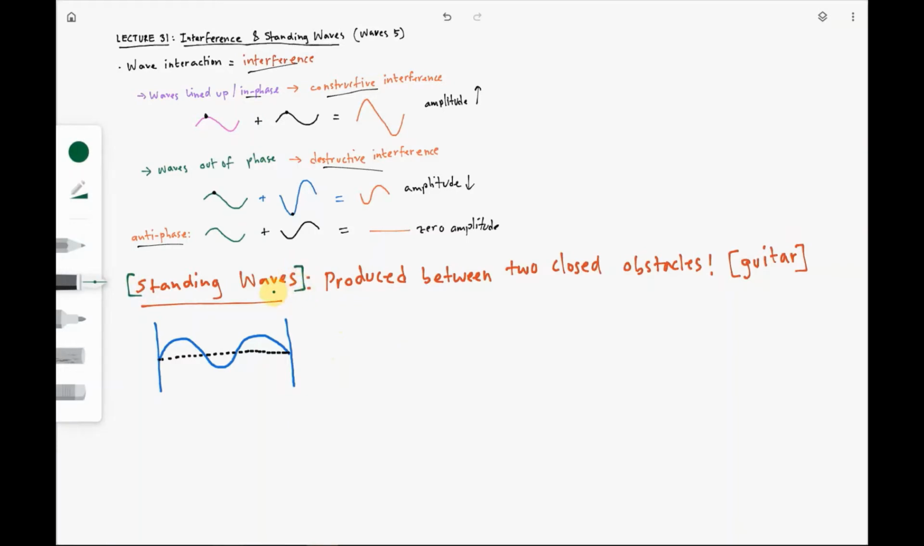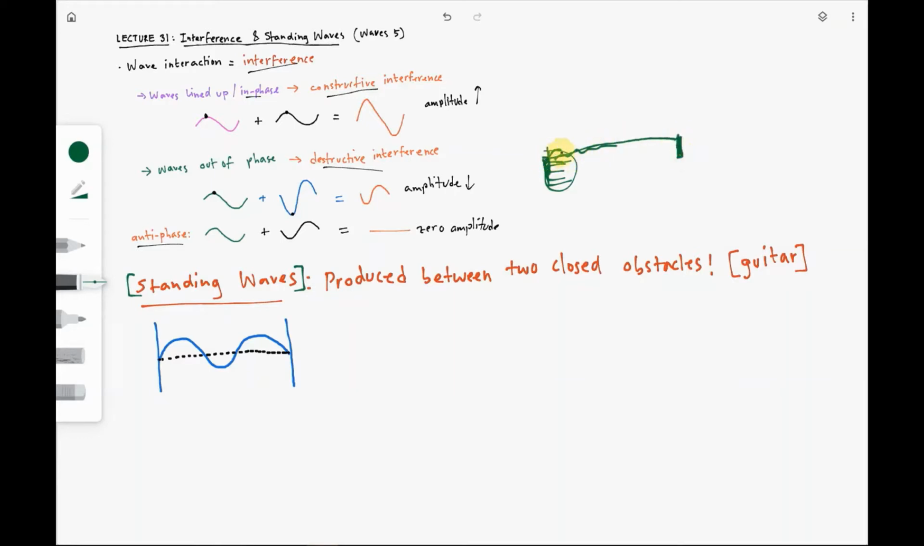If you want to understand or explain the phenomenon of musical instruments, often you would come across this standing wave phenomenon. Standing waves are waves that are produced between two closed obstacles. So if you think of the guitar, then you would have one closed obstacle where the strings are tied at one end of the guitar, in front of the sound hole, and the other one is attached at the head end of the guitar. So the strings producing waves on it are enclosed between two closed boundaries, one here, one here.